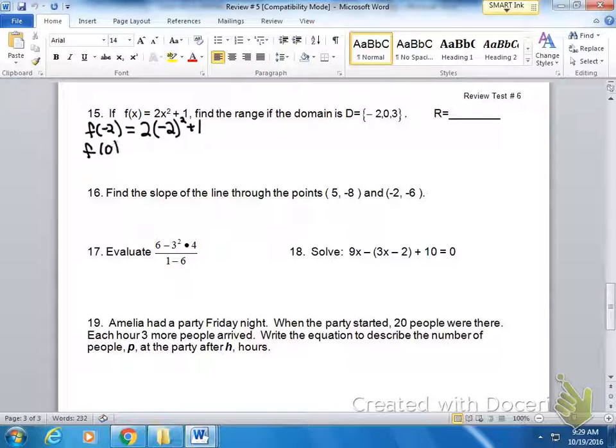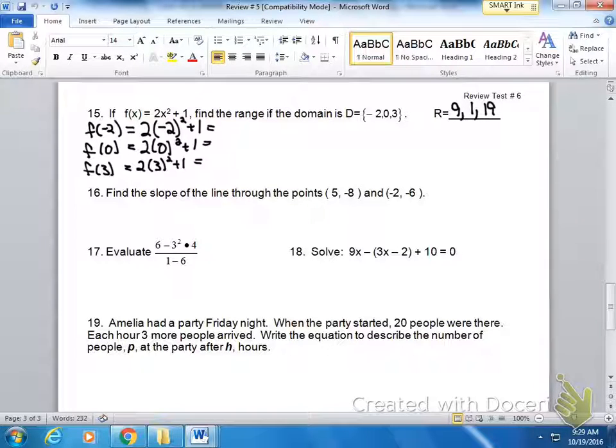Same thing with the other two, f of 0 means I plug in 0 for x. And then I have f of 3, which means I plug in 3 for x. You can put these into your calculator pretty easily. You should get the numbers 9 for the first one, 1 for the next, and 19 for the third one. Okay? So write it out in function notation. It'll make it a little bit easier.